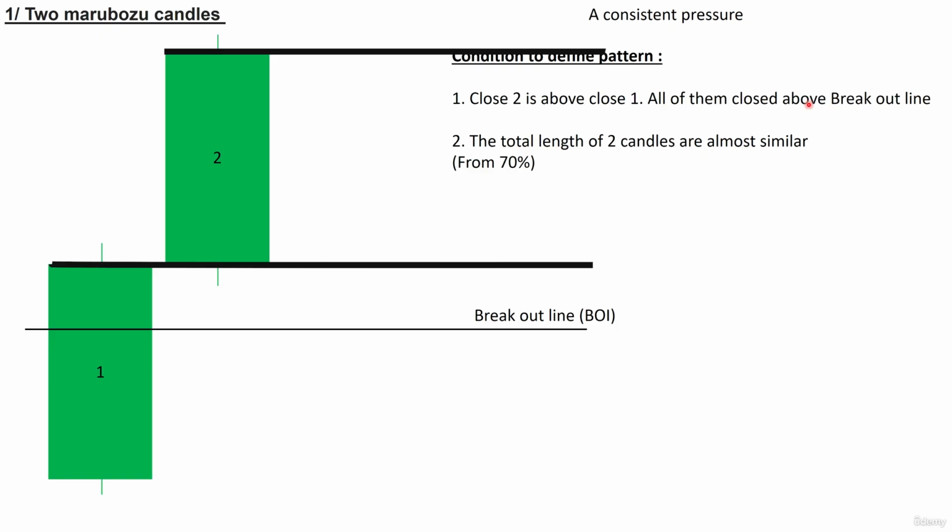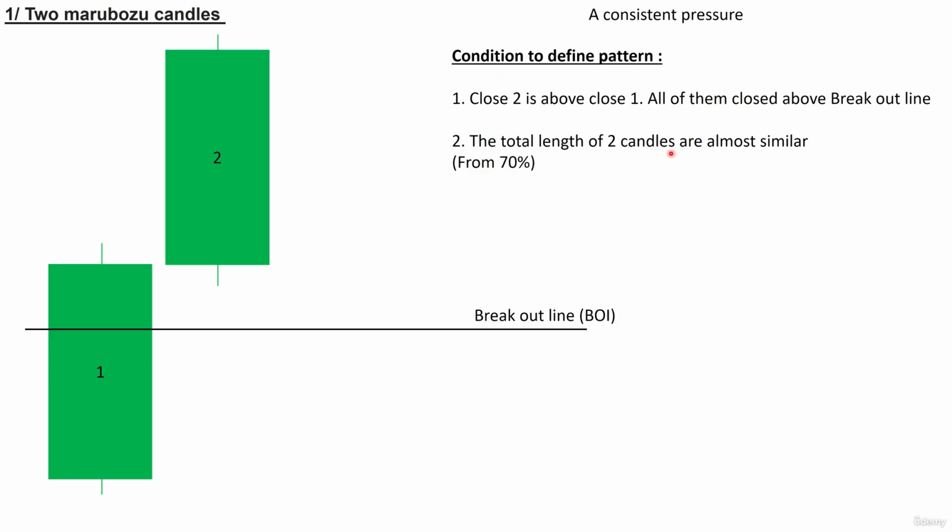We want to see a strong and consistent pressure to reduce the risk when defining a valid breakout. That is the meaning of this extra standard for the breakout. And for the second standard, the total length of the second candle is almost similar to the first candle. It means that these two candles are very much the same. From 70% total length is accepted. We need to see a consistent pressure. We need to see this candle having the buying pressure and this candle also having the buying pressure.